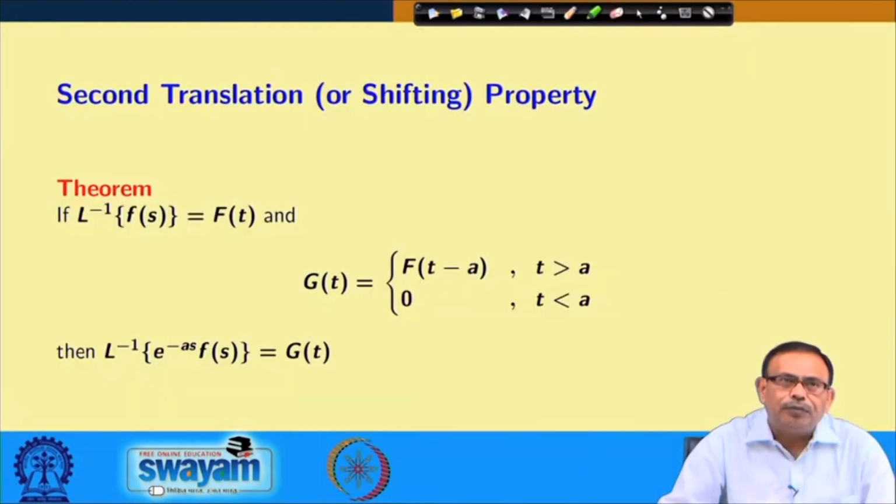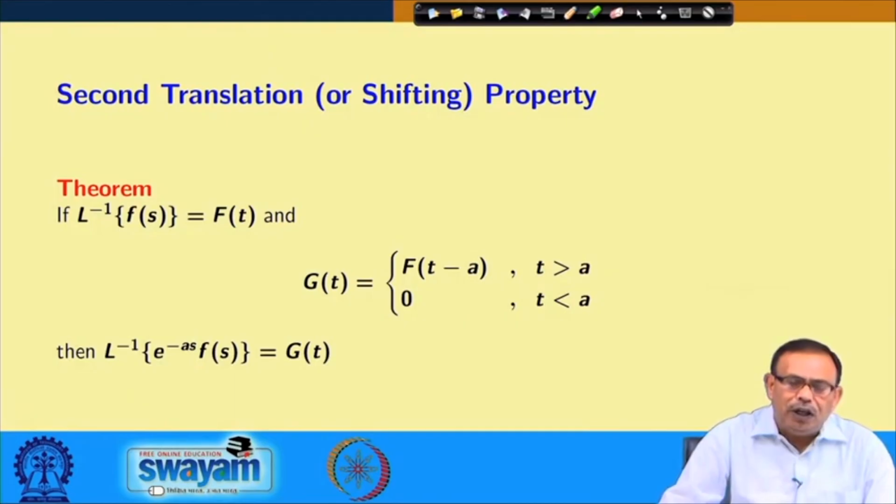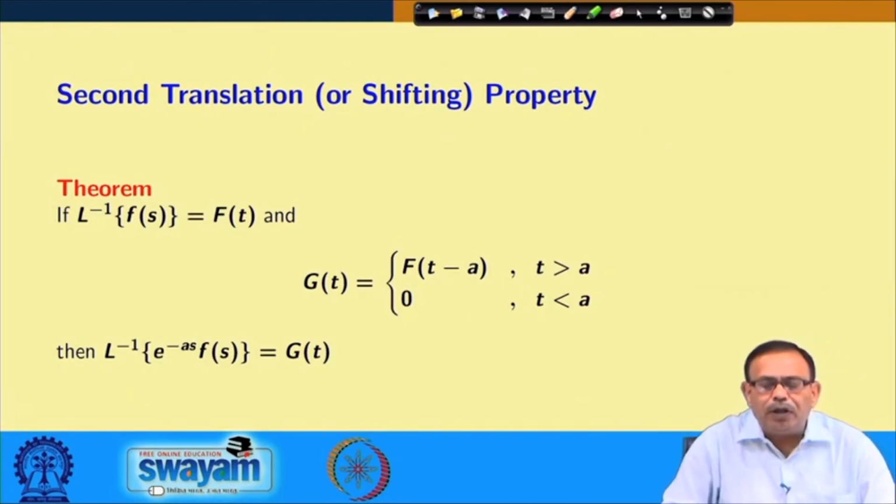The next property, the second property, which we call the shifting property, is also a translation property. Here t is being shifted from t to t minus a. If we have Laplace inverse of f(s) equals f(t), and if we have a function g(t) such that for t greater than a, the value of g(t) is f(t minus a), otherwise it is 0, then Laplace inverse of e power minus a s into f(s) equals g(t).